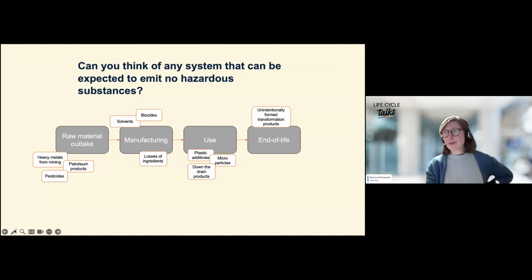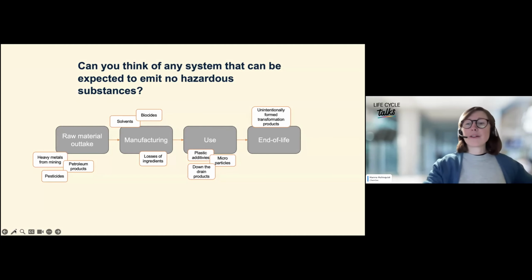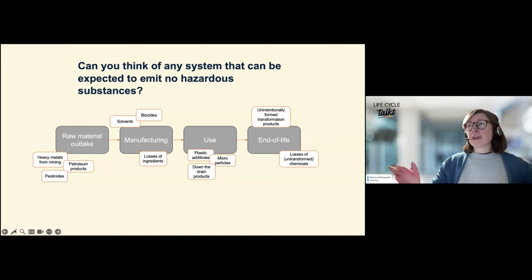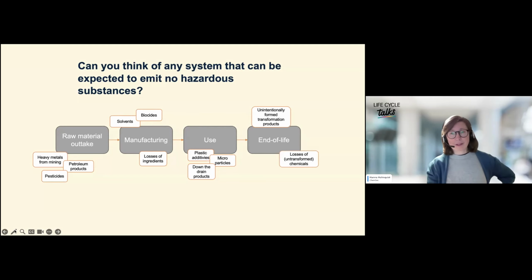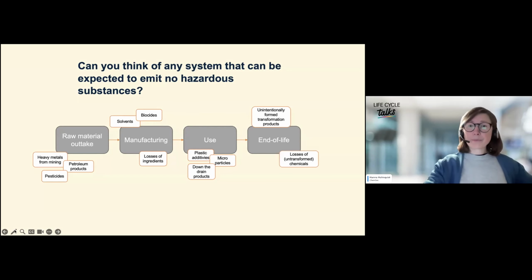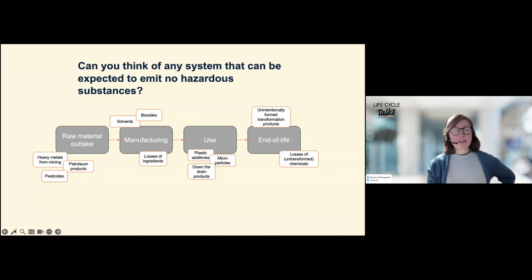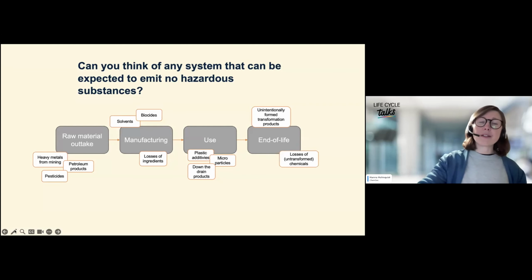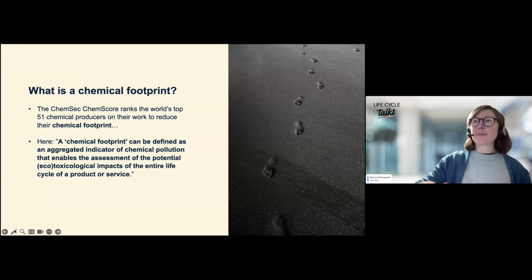In the end of life, we could have unintentionally formed transformation products if we have an incineration process, for example, or the losses of untransformed chemicals, for example, if we have a landfill. So you see, this is not an exhaustive list. And any one system does not necessarily include all these emissions, but it is relevant for many products and services to ask ourselves the question: could the request for this function generate emissions of potentially toxic substances?